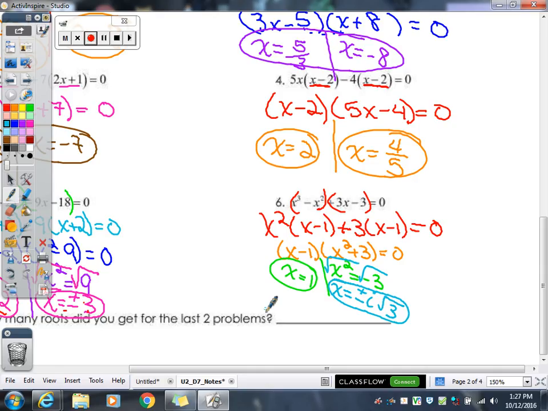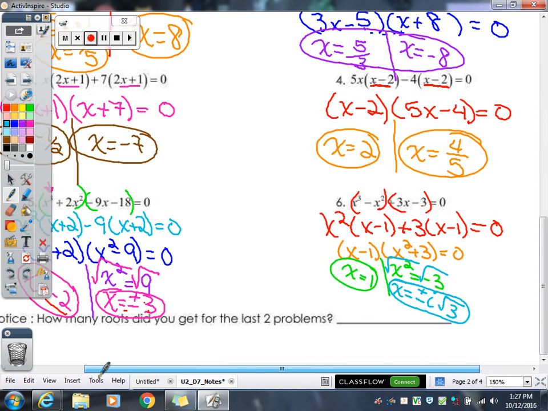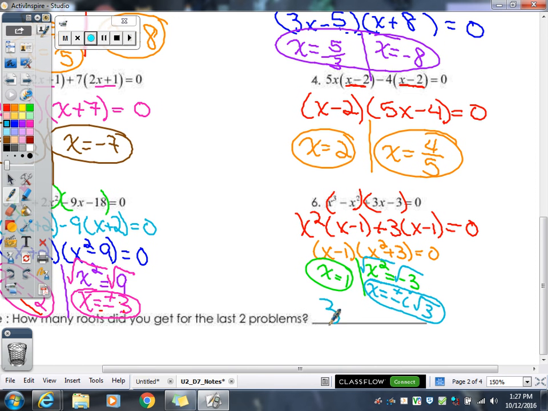Now we can answer every single quadratic question that we possibly have. So how many roots do you get in the last 2 problems? We got 3 roots because our exponent was a 3. That was our highest exponent there.